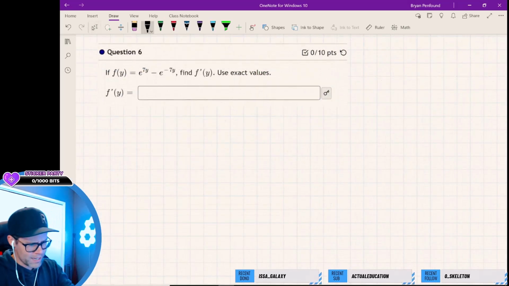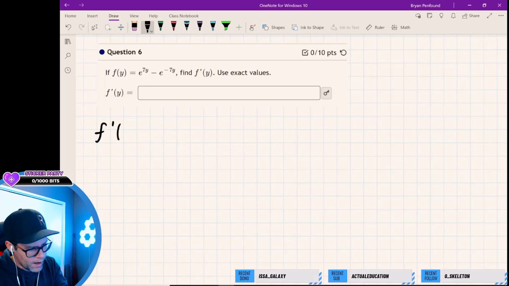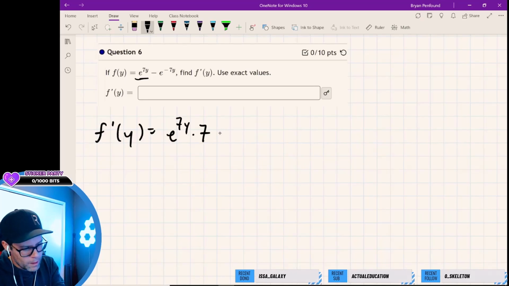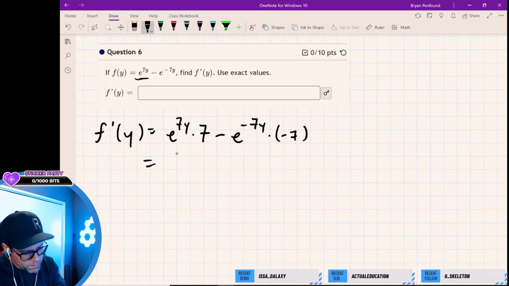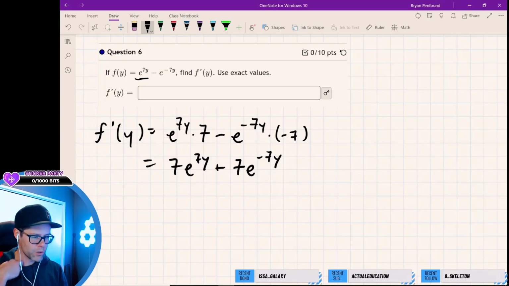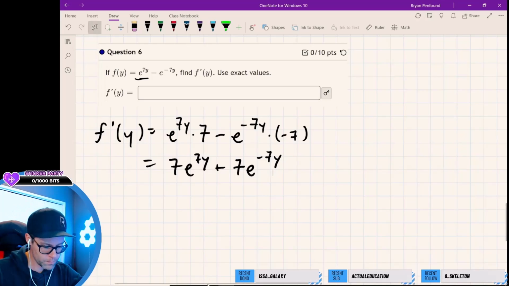Why does it say use exact values? That's weird. So f prime is going to be the derivative of this, which is e to the 7y times 7, minus the derivative of this second function. So I have to multiply this one by minus 7. If I want to simplify, I get 7e to the 7y plus 7e to the negative 7y. And that should be our derivative.